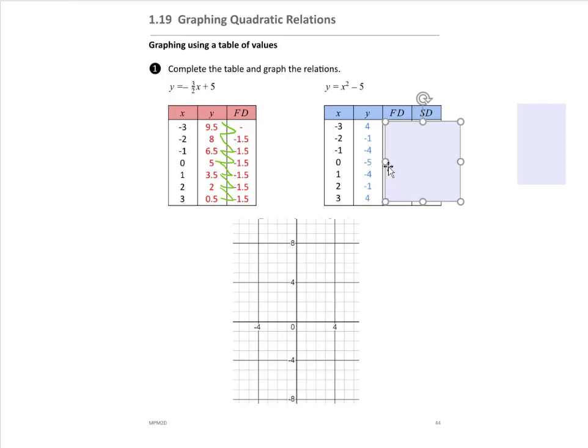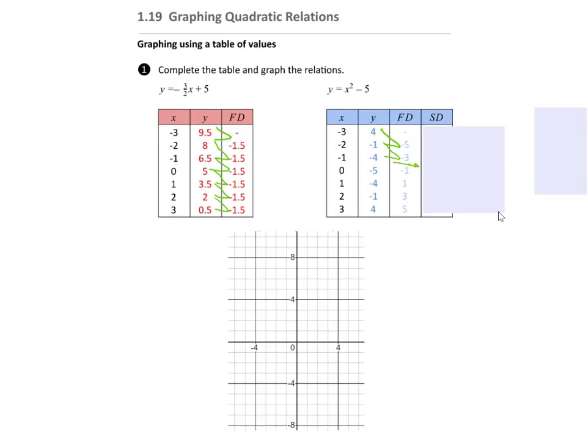Once we go from negative 5 to negative 4, it's going to be positive 1. So it's going up 1. Negative 4 to negative 1 is going up 3. Negative 1 to positive 4 is going up 5. So if I reveal the first difference, we can see it now. And I'll just highlight this with my pen to show you how this is working.